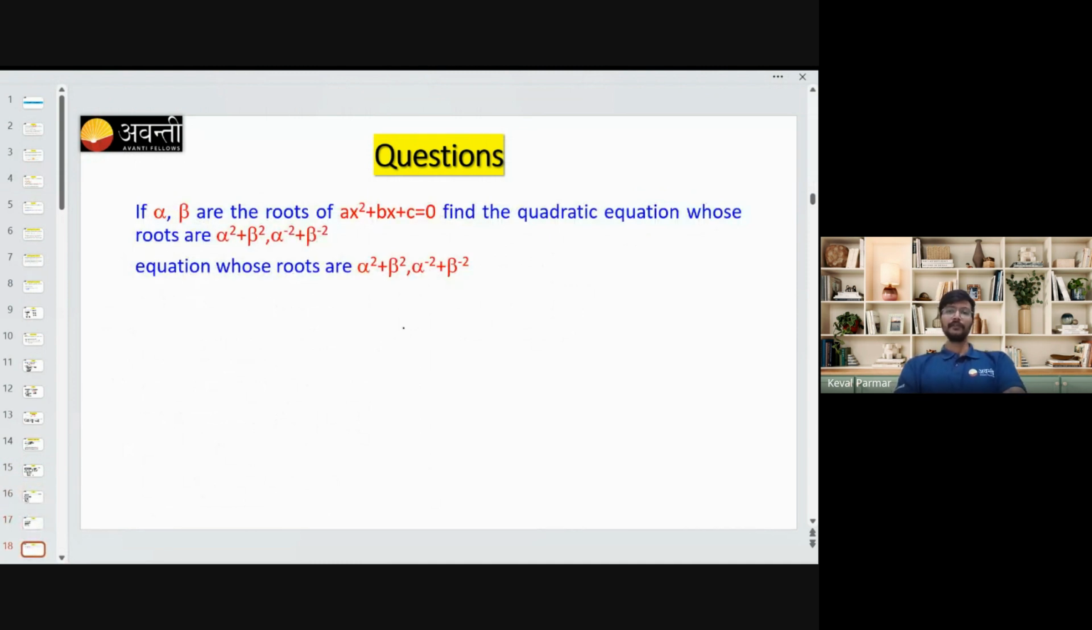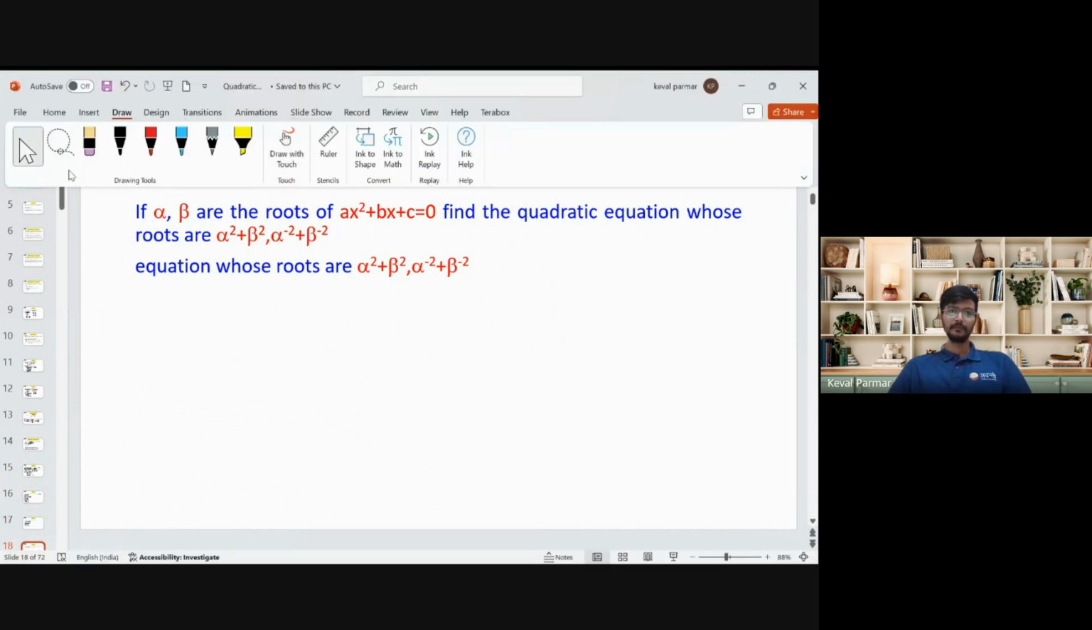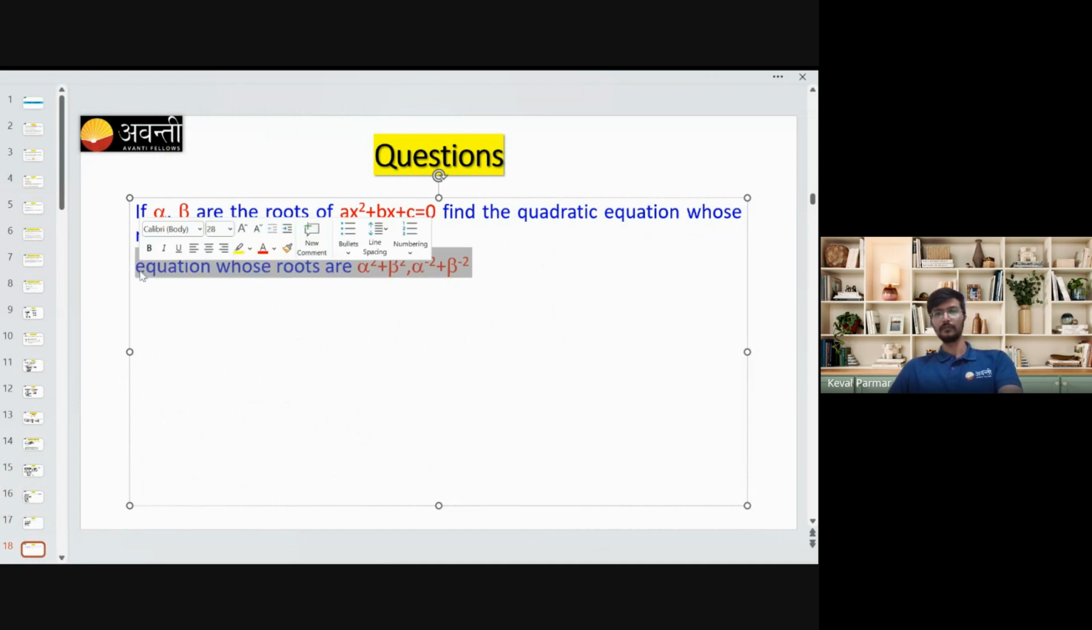Chalo, this is a nice question. If alpha and beta are the roots of the equation, find the quadratic equation whose roots are given. I think the question is repeated. We'll cancel this out.